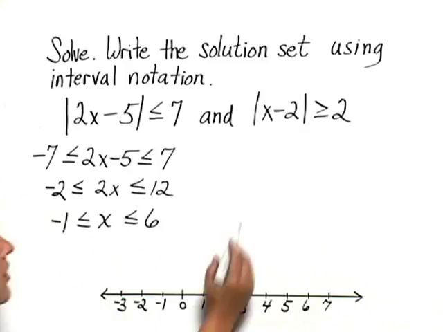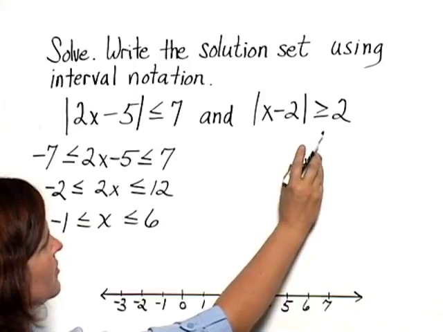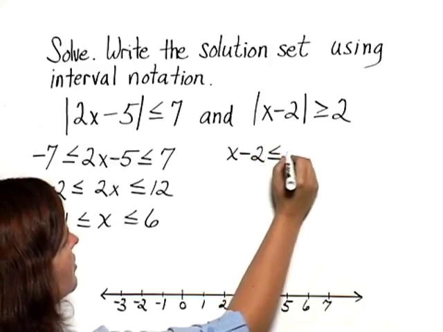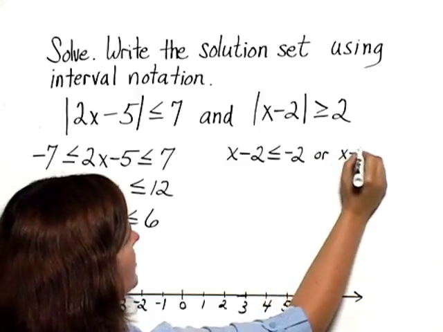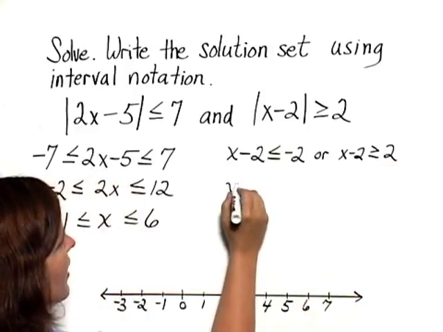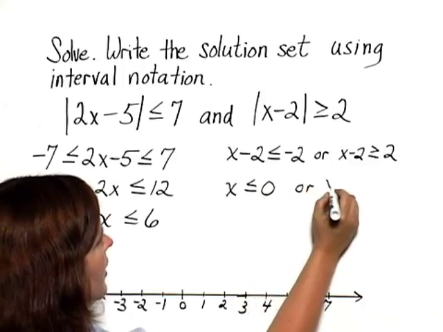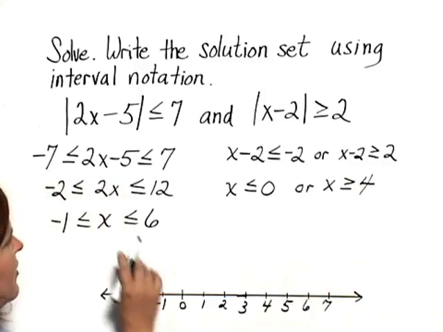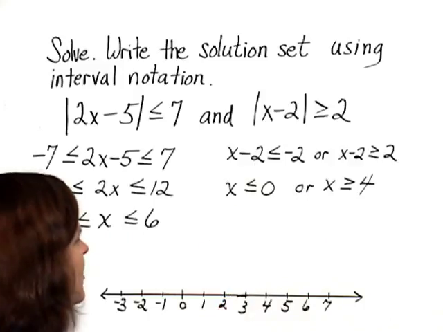Now let's look at the second inequality. In order for this to be true, this is actually going to translate to a disjunction. We have to have x minus 2 must be less than or equal to negative 2, or x minus 2 must be greater than or equal to 2. Well, here we would have x is less than or equal to 0, or x is greater than or equal to 4. So we actually have this, and this has an or in it. But let's just take one part at a time.